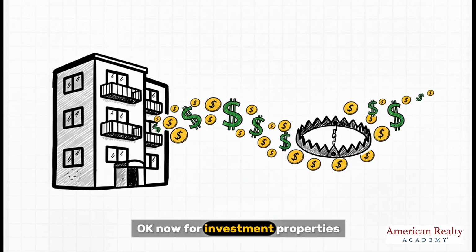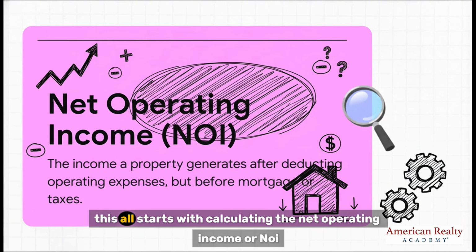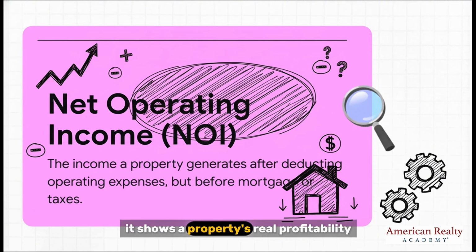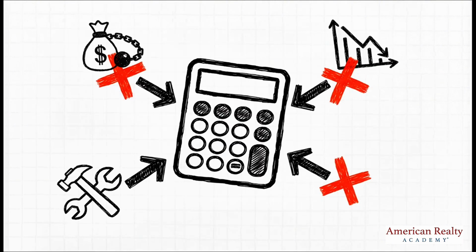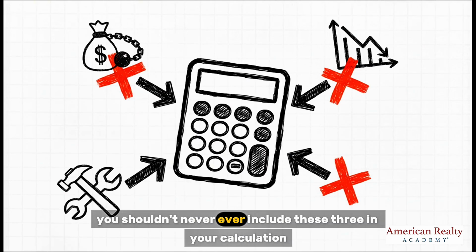Okay, now for investment properties. This is where the income trap is waiting for you. This all starts with calculating the net operating income, or NOI. It shows a property's real profitability. The trap here is including expenses you shouldn't. Never, ever include these three in your calculation.